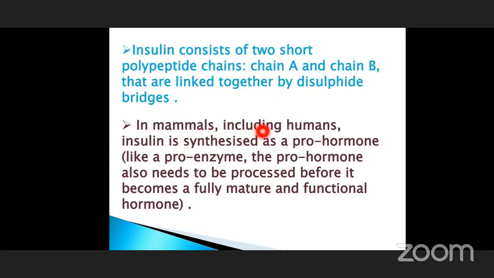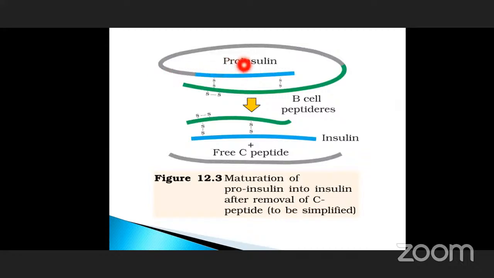In mammals, including humans, insulin is synthesized as a pro-hormone, like a pro-enzyme, and the pro-hormone also needs to be processed before it becomes a fully mature and functional hormone. Pro-hormone means pro-insulin. So this insulin is synthesized in the form of pro-insulin. This pro-insulin, with the help of peptidases, is converted into insulin. Okay?